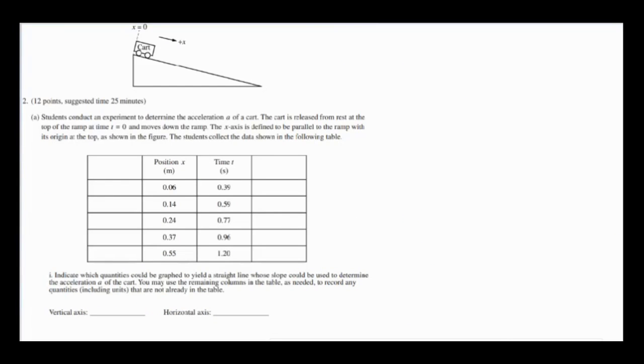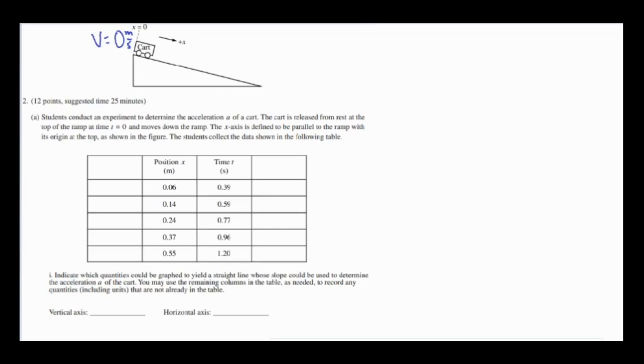For problem number 2, we have an experimental design question with a suggested time of 25 minutes. It says students conduct an experiment to determine the acceleration A of a cart. The cart is released from rest. Put V equals 0 up here. And then at the top of the ramp at t equals 0 and moves down the ramp. The x-axis is defined to be parallel to the ramp with its origin at the top as shown in the figure. The students collect the data shown in the following table.